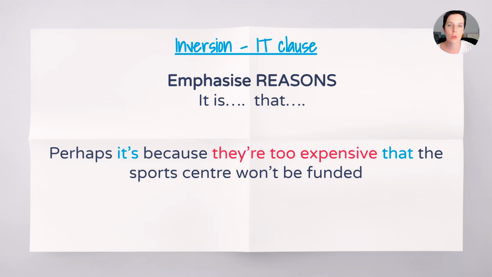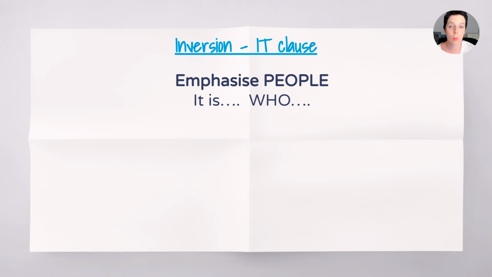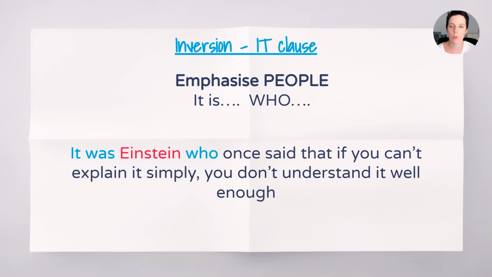And you can also use it clauses to emphasize people as well. So again, you would just put it is, a clause, whatever you're emphasizing, and then who, and then another clause. For example, it was Einstein who once said that if you can't explain it simply, you don't understand it well enough.